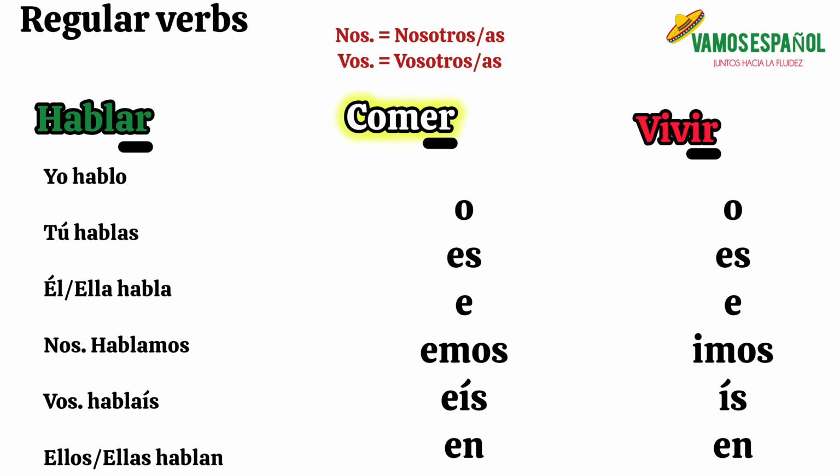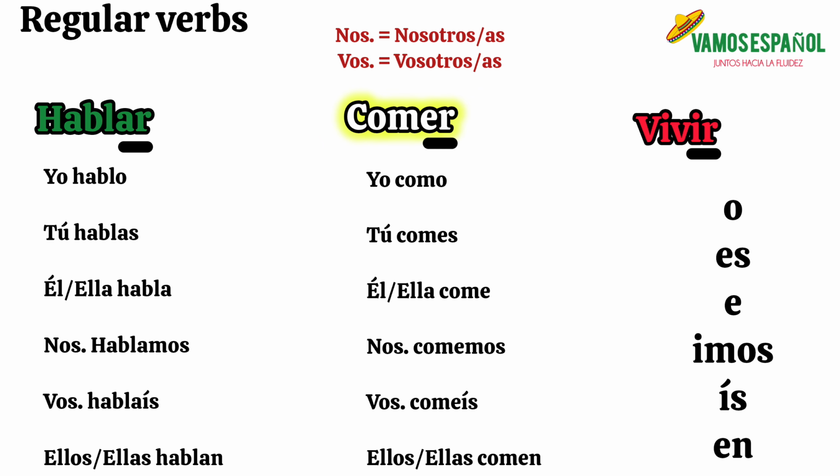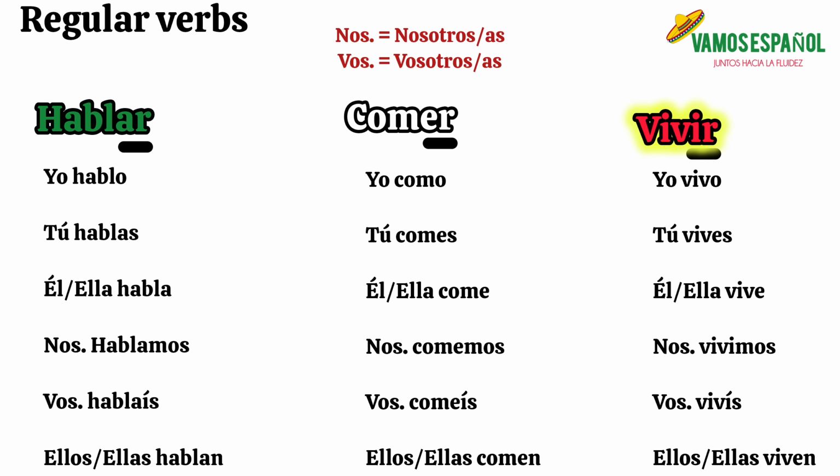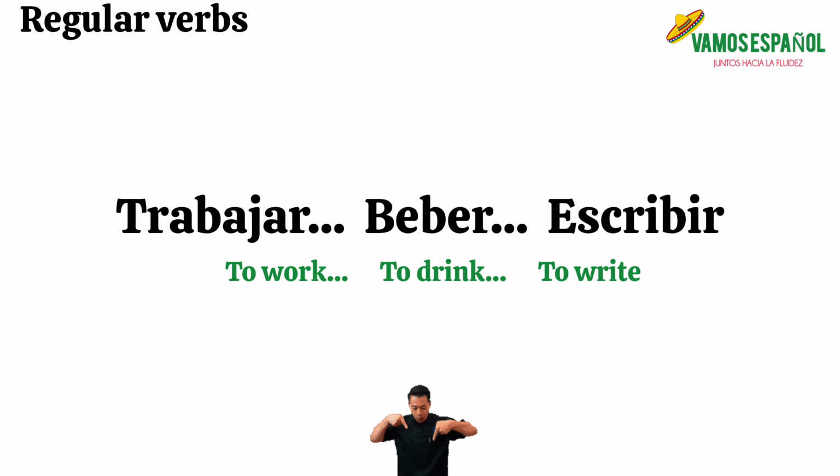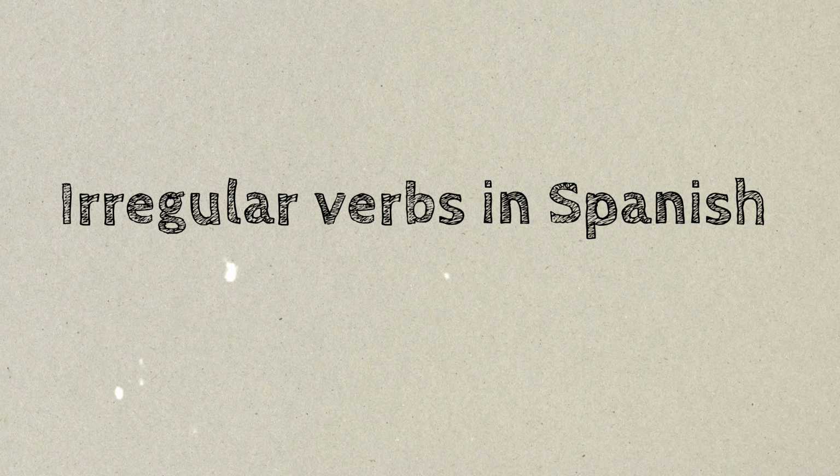For every ER verb, we add o, es, e, emos, éis, en. So comer automatically becomes como, comes, come, comemos, coméis, comen. And for every IR verb, it's almost like the ER verbs, but in the nosotros, nosotras, and vosotros form, it's different. Let me see if you can do these verbs in the comment section.